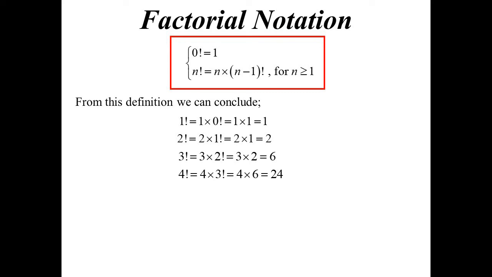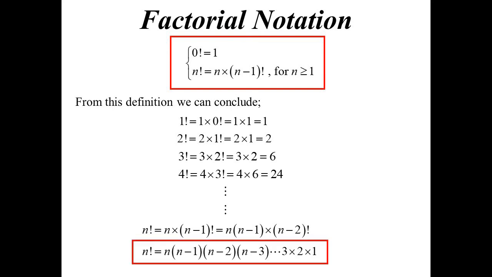How far did I go? All right, and all the way down, and so n factorial would be n times n minus 1 factorial, which is n times n minus 1 times n minus 2 factorial, and so on and so on and so on, and you'd keep going until you get down to 1, of course.